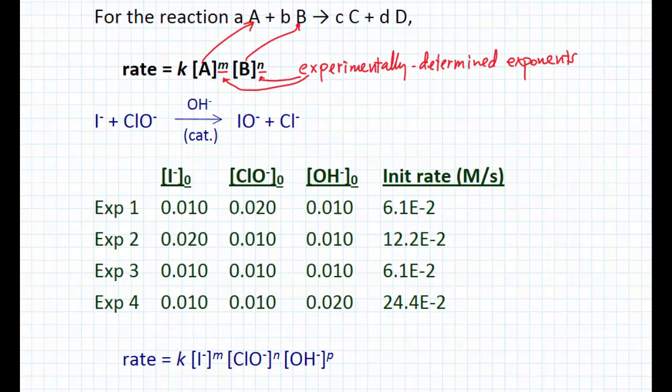So here are two reactants, I minus, ClO minus, OH minus up above the arrow. What does it usually mean when something is above the arrow?